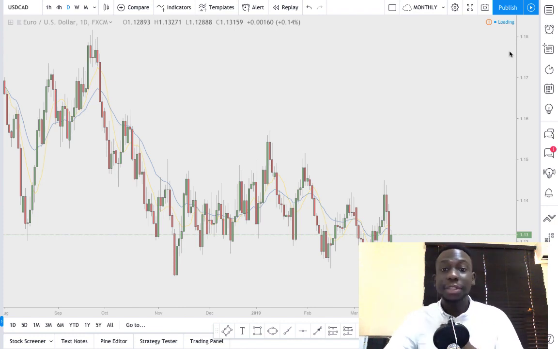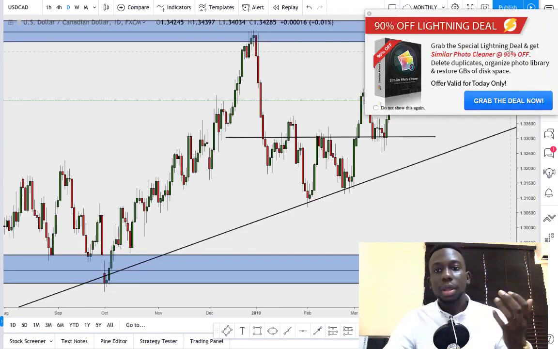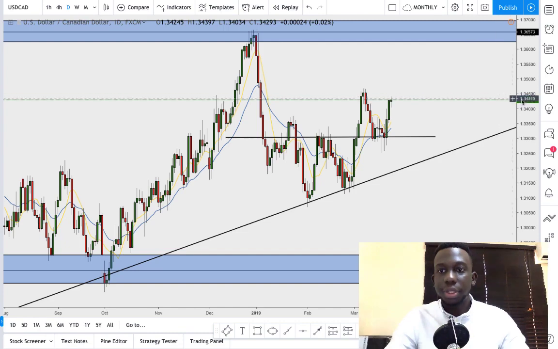I've actually bagged some decent pips on this market at the moment. Don't know why this is not loading. You can get it on the screen.